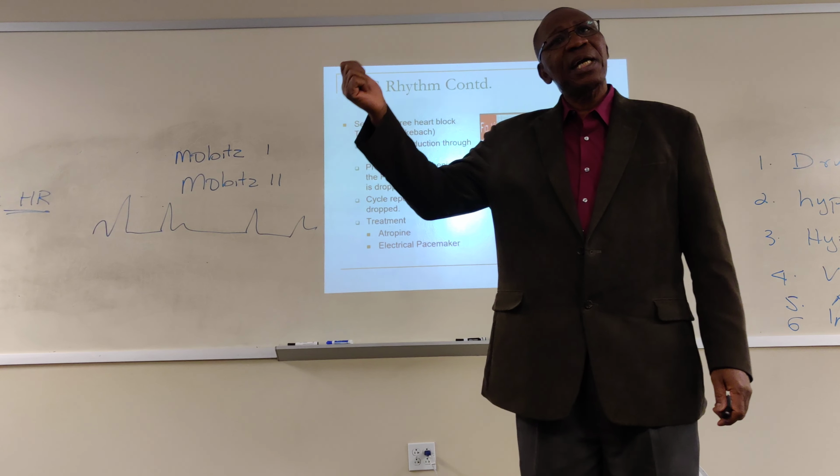Another thing I want to tell you is, whether you have type 1 or type 2, if you drop a beat, you have a second degree heart block, period. Okay? And then the other one is Mobitz type 2. In the Mobitz type 2, what's going on there is that the electrical signals are delayed, that some of them are not making it through. So you're going to have some unconducted P waves. Look at this.